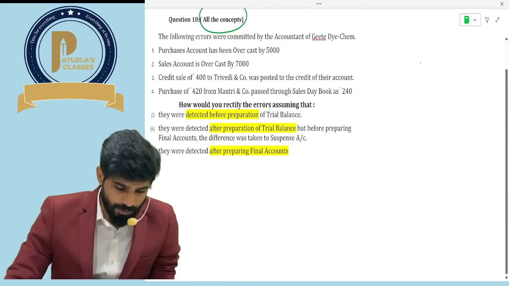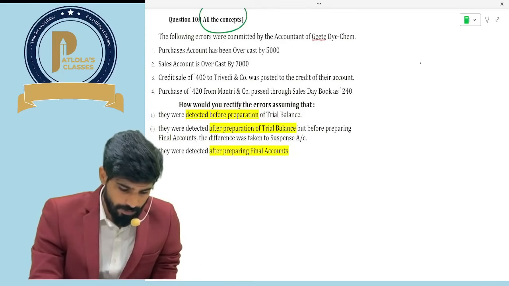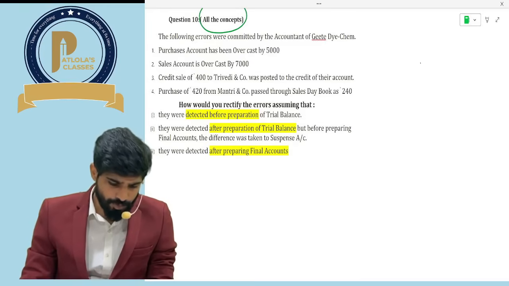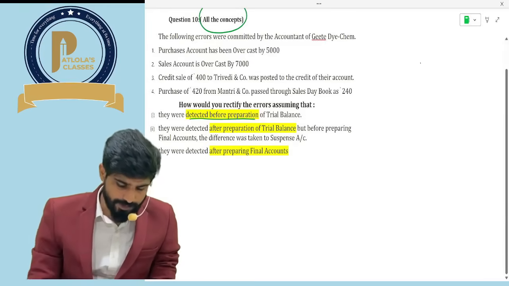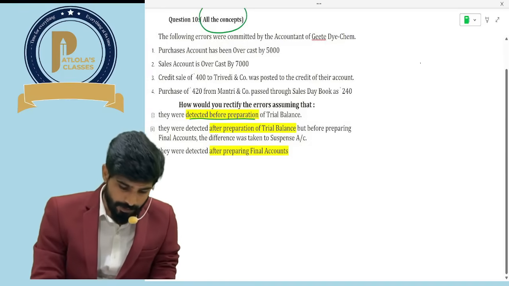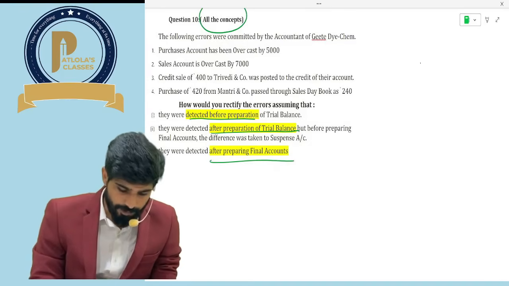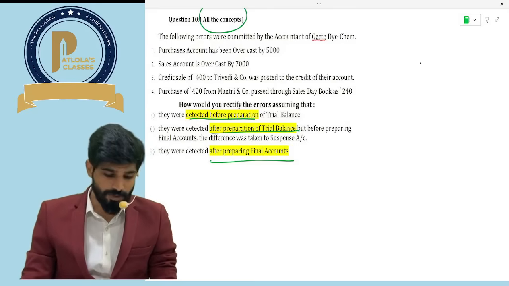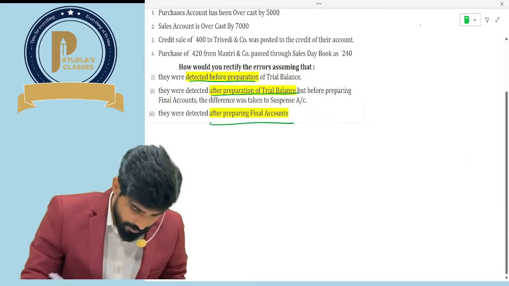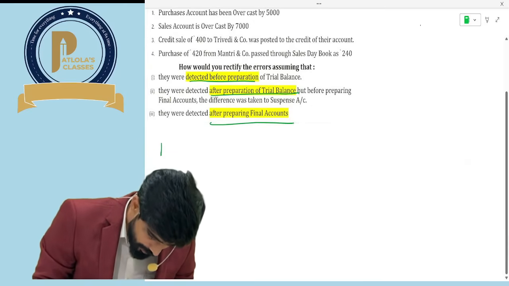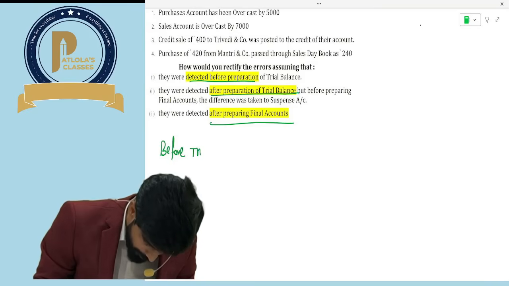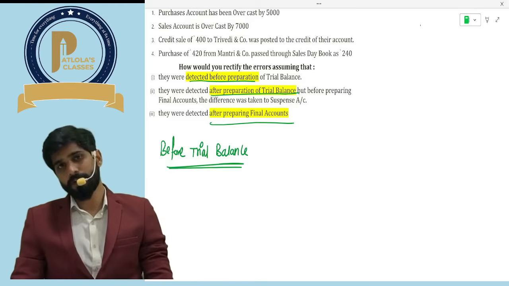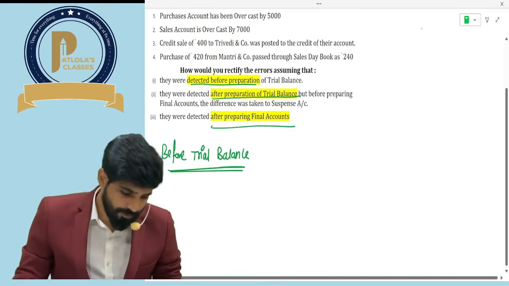Okay, the following errors are committed by the accountant, and they have given 4 errors, sir, and we need to solve this question assuming the errors are detected before trial balance, the errors are detected after trial balance, and the errors are detected after preparing final accounts. So in each case, first let us do the first case. First case is if they are detected before trial balance. Before trial balance, if the errors are detected, what are we supposed to do? We will see.